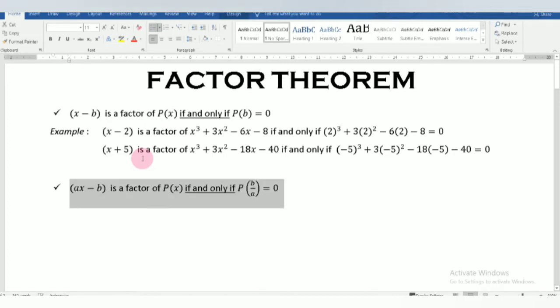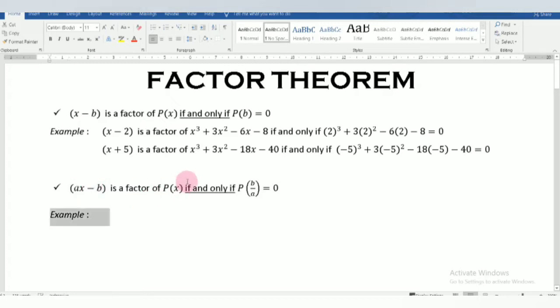But if we have a rational factor, which is ax minus b, then ax minus b is a factor of a polynomial if and only if the zero, which is b over a, when I replace x by b over a, gives 0. Well, it's just the same, but we have a more complicated factor, that's all.